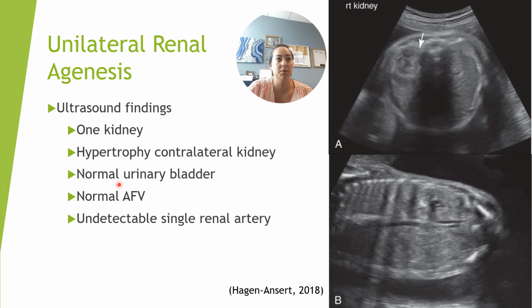We'll see a normal bladder. We'll see a normal amniotic fluid. We will see a single renal artery coming off of the aorta. So here we can see that in long, and if we turned color on, we would see that banana peel only on one side. We wouldn't see it on the other.